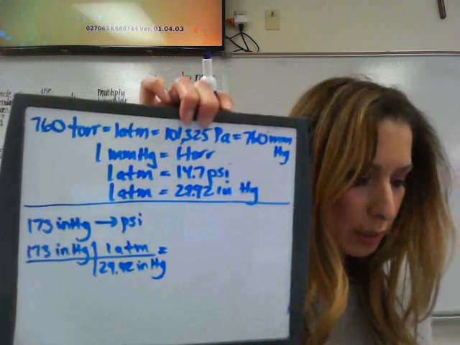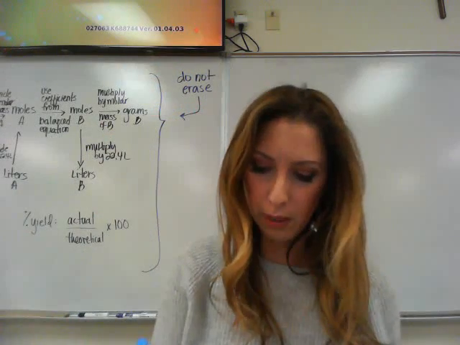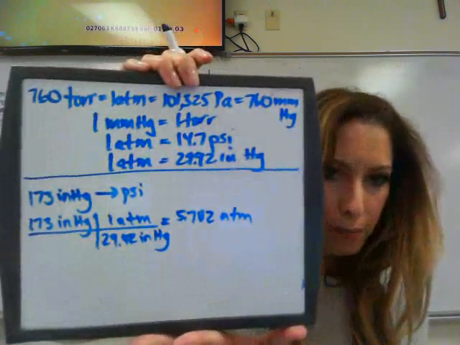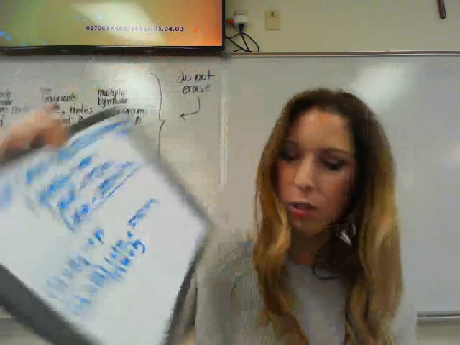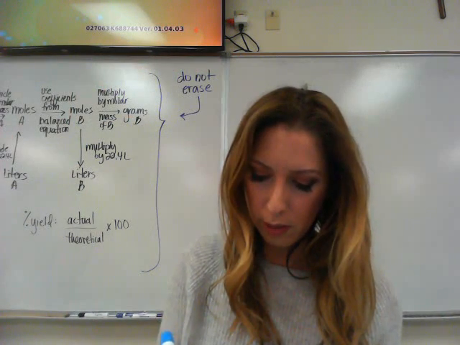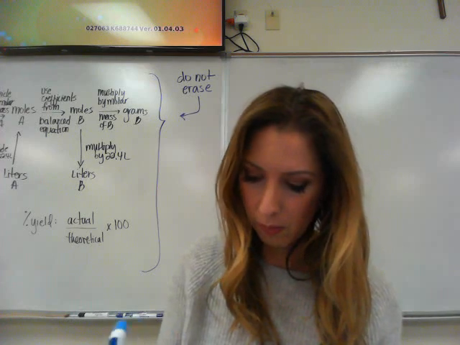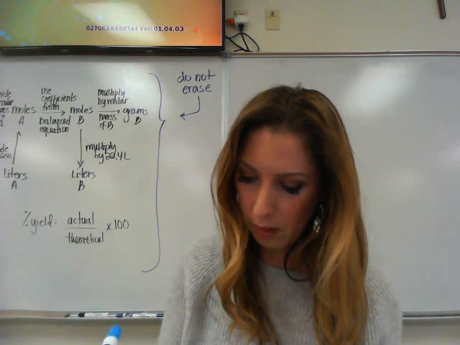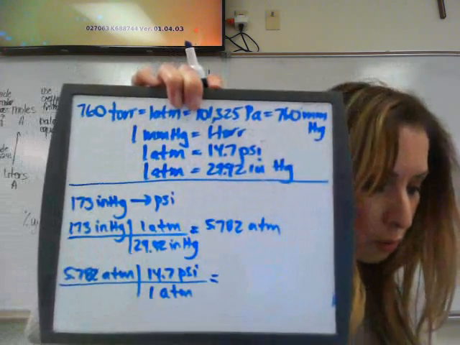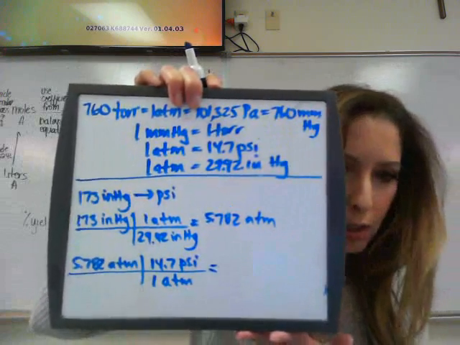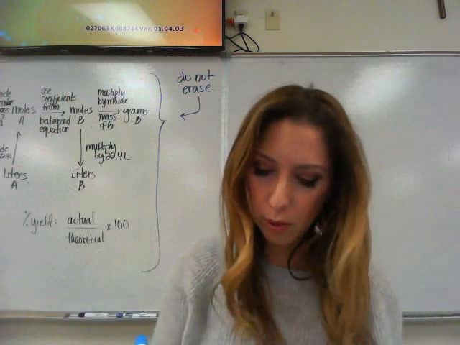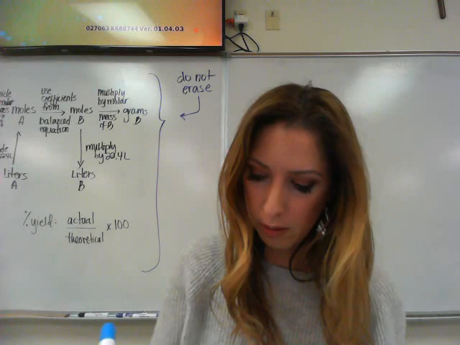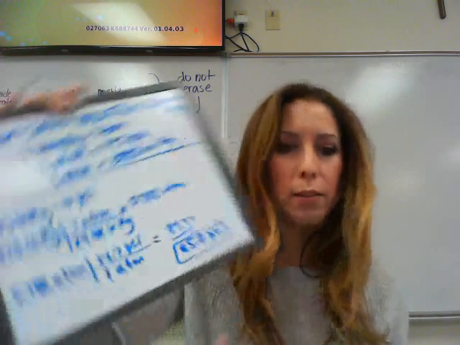173 divided by 29.92 is going to be 5.782, and I'm not rounding off to sig figs yet. Then you can convert atm to psi in the second step. So 5.782 atm, and 1 atm is 14.7 psi. So times 14.7, you're going to get 84.99. So since I want 3 sig figs, I'm going to make this 85.0 psi. Okay?